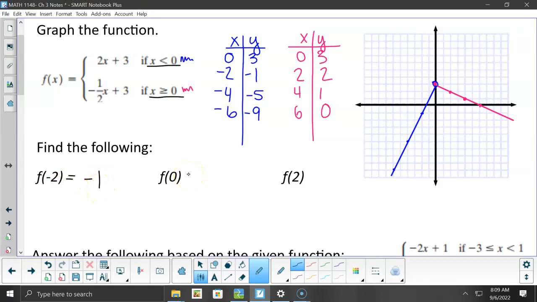F of 0, on this one, we're focused more on the pink because that is my closed circle, but they happen to be at the same spot. So that's 3. And then f of 2, we're looking at pink, and we've already got that, and that is 2.